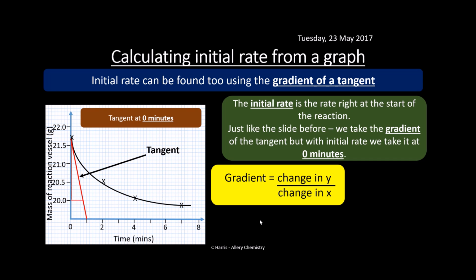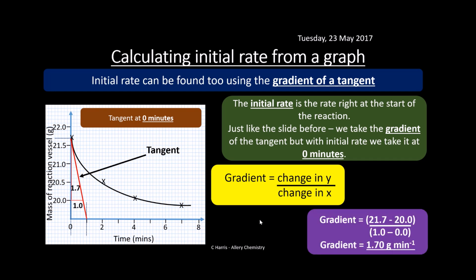So let's mark it out. There it is. So we're going to go for this one because it's probably the neatest one. It's the easiest one we could probably measure. We're going to measure the difference, 1.7, which is the change in y. Change in x, the difference is going to be 1. And you can see here that the gradient is then going to be 1.70 grams per minute. Again, we've got the mass in grams over minutes. So initial rate is pretty useful because a lot of reactions are compared by their initial rate, and we can compare them against other reactions. So make sure you know where the initial rate is and how to work it out.